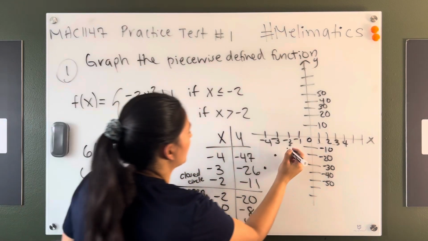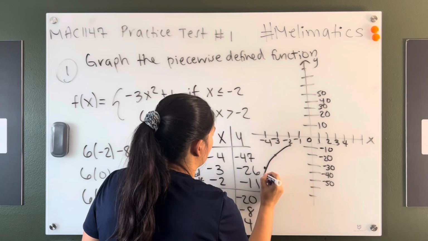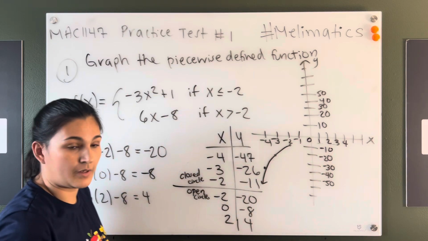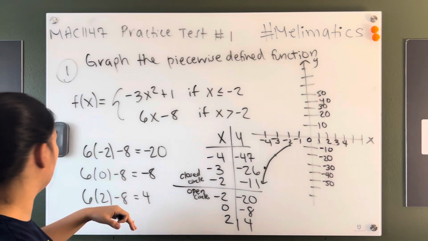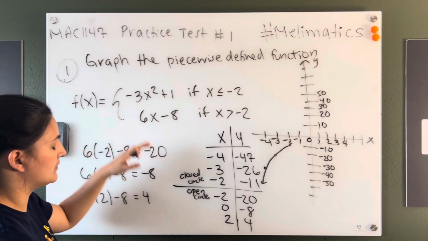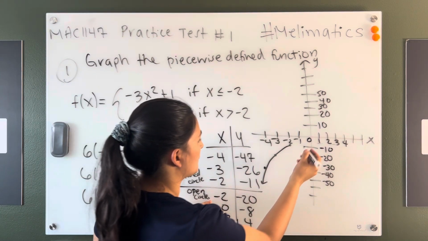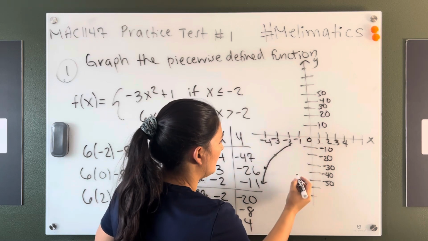Alrighty, so connect these dots, okay? You should get part of a parabola, right? Half of a parabola, so you can see. All right, then from there, we have the next function, which is a line. So that's going to be -2, comma, -20.